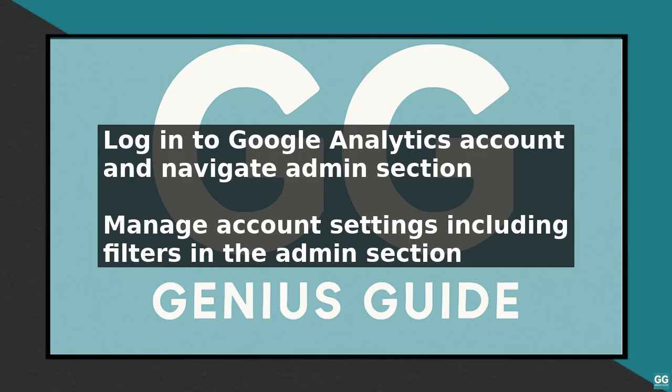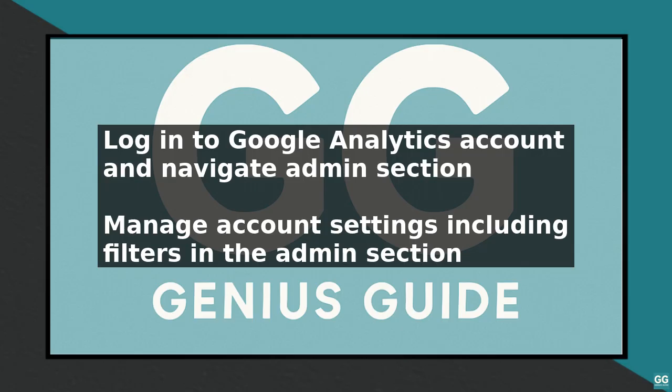First, log in to your Google Analytics account and navigate to the admin section. This is where you can manage your account settings, including filters. Click on the Filters tab and you will see a list of existing filters. If you don't have any filters set up, this list will be empty. To create a new filter, click on the Add Filter button.